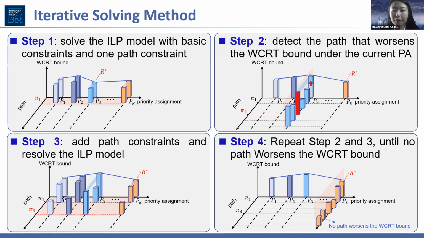The second step, detect the path that worsens the WCRT bound under the current priority assignment. The current priority assignment is P3 here. In the third step, we add path constraints that are related to our detected path P3 and resolve the IRP model like this. So we consider 2 paths in our model. By repeating step 2 and step 3, we can solve our IRP model iteratively until no path worsens the WCRT bound.